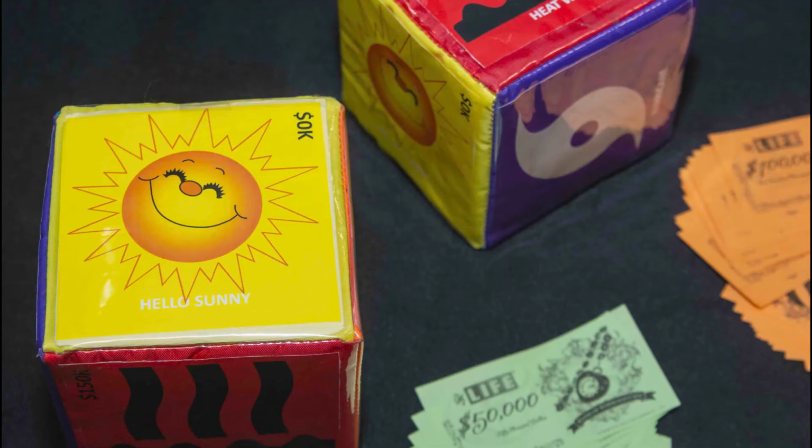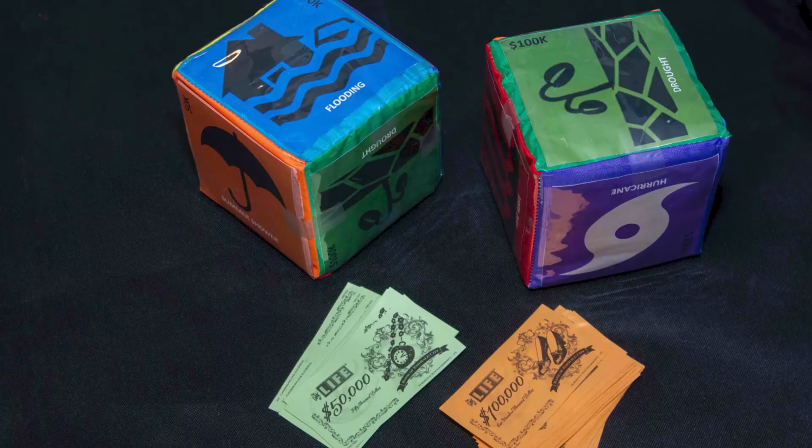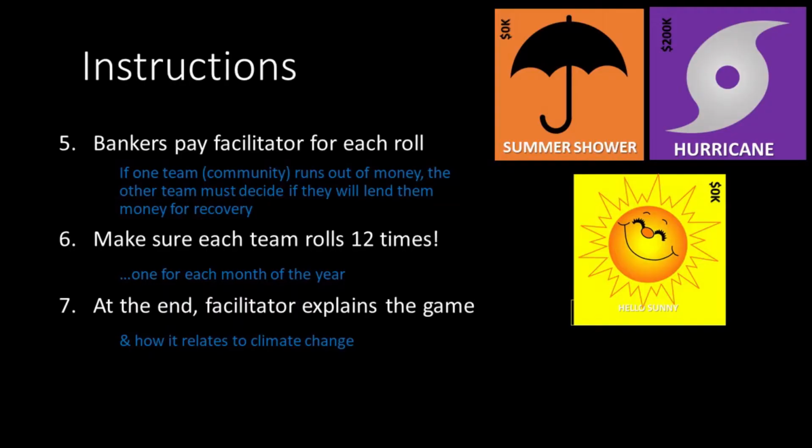For example, a summer shower or a sunny day costs a community $0 to respond to. Flooding costs $50,000, drought $100,000, heat wave $150,000, and hurricanes $200,000. You can use Monopoly money to see which team or community runs out of money first. We put pictures of each type of weather on the sides and the costs listed.